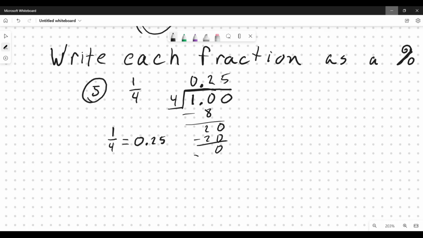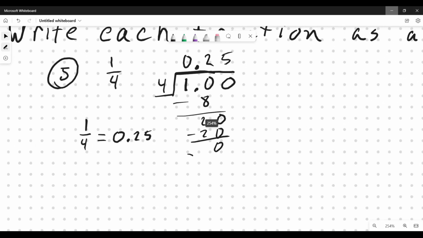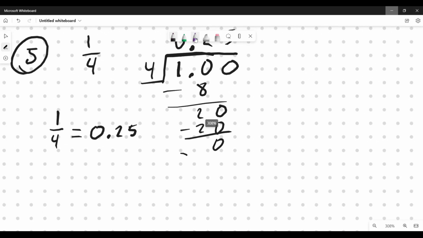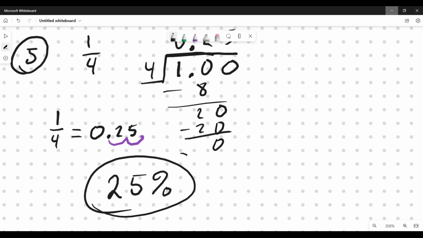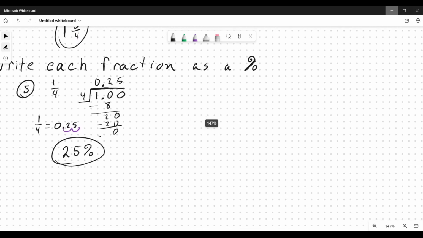Because if we start with a decimal, in order to convert that to a percent, all we have to do is move the decimal place over twice, which is the same thing as multiplying by 100. So it would be 25%. Okay. That was rather simple. Easy peasy lemon squeezy. Let's do another example.